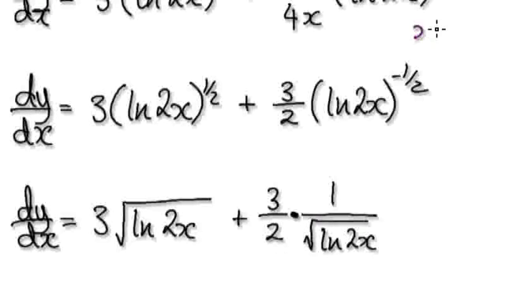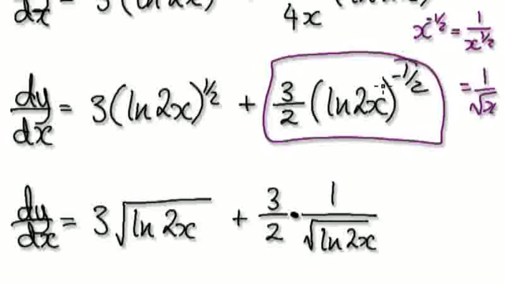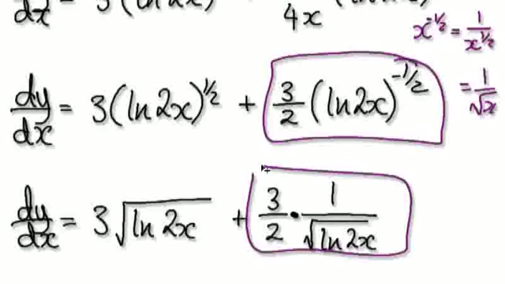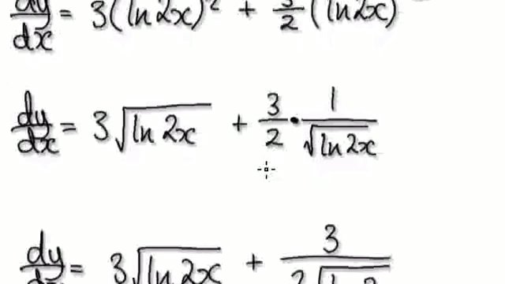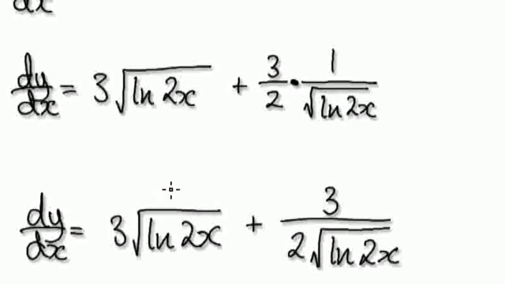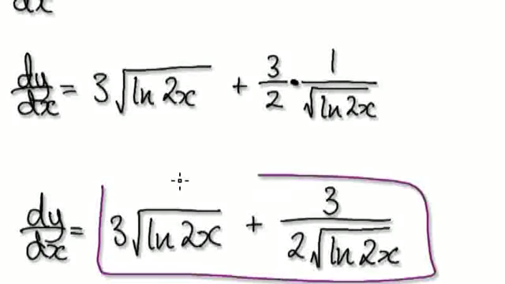Remember from our section on indices, if you have x to the power of minus a half, that's the same as 1 over x to the power of a half, which is 1 over square root and so on here. So tidy this up, it will give you this. And then we'll tidy it up again, it will then give you this.